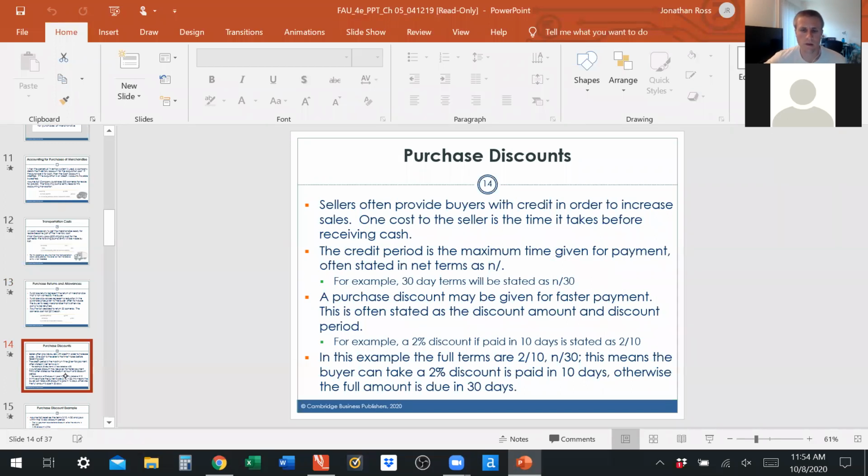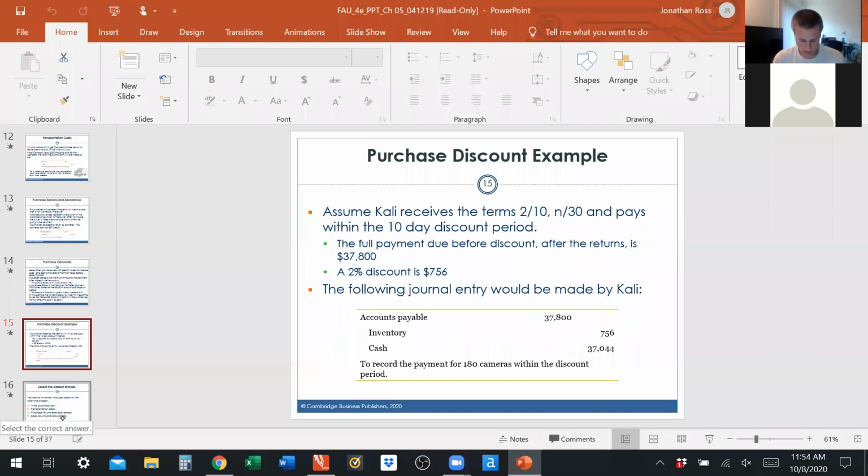Purchase discounts. Kaylee pays their supplier what they owe them. They pay their bill off within the discount period. The terms of this arrangement that Kaylee has with their supplier of cameras are 2/10, N/30, which means if Kaylee pays the supplier back within 10 days, they get a 2% discount. Otherwise, they have to pay the full amount they owe, the net amount, within 30 days.